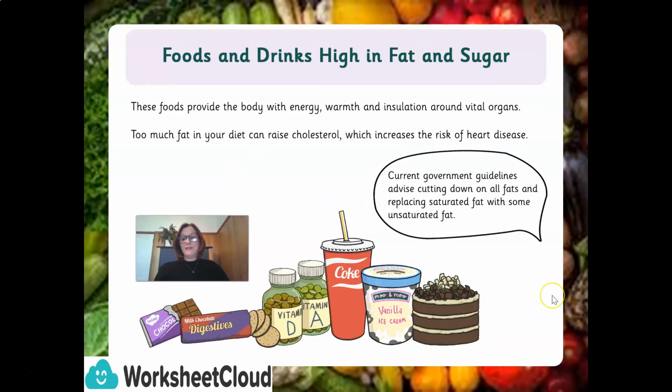Foods and drinks high in fat and sugar. Now, these foods provide the body with energy, warmth, and insulation around vital organs, and we love them. But we need to remember, too much fat in your diet can raise cholesterol, which increases the risk of heart disease. And looking after your body starts from a young age, grade 6s. So the current government guidelines advise cutting down on all fats and replacing saturated fat with some unsaturated fats.